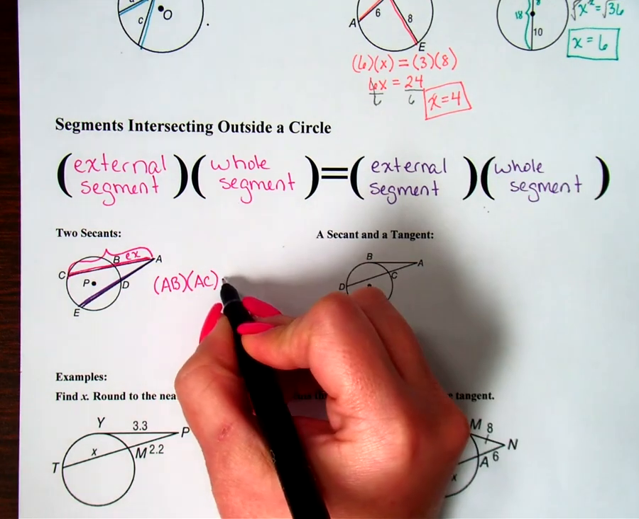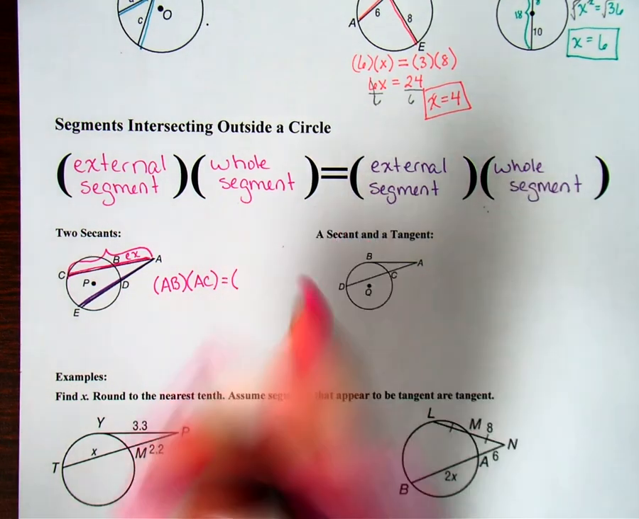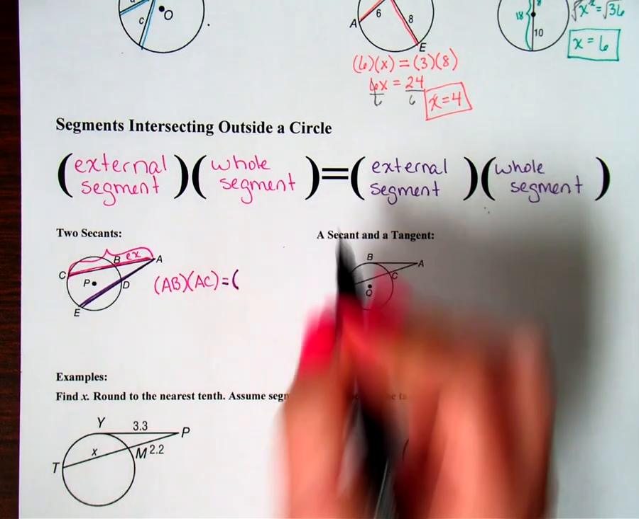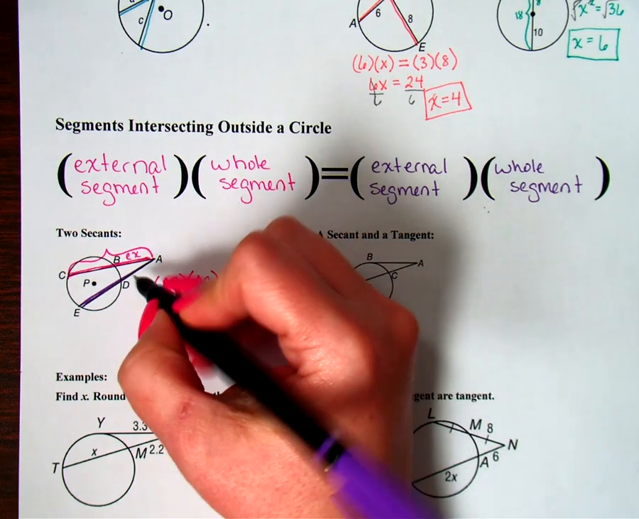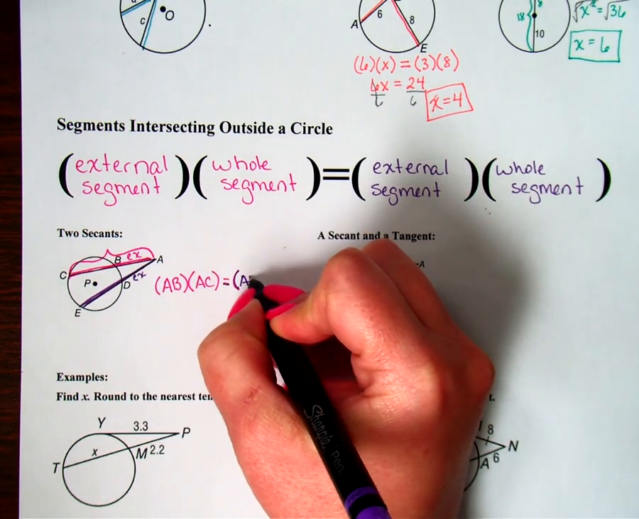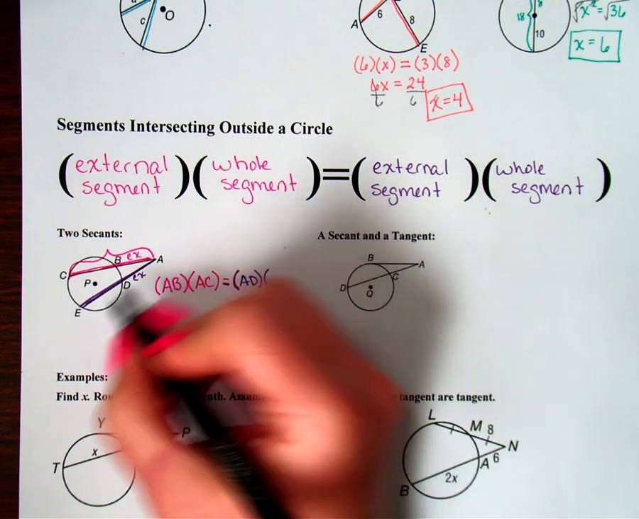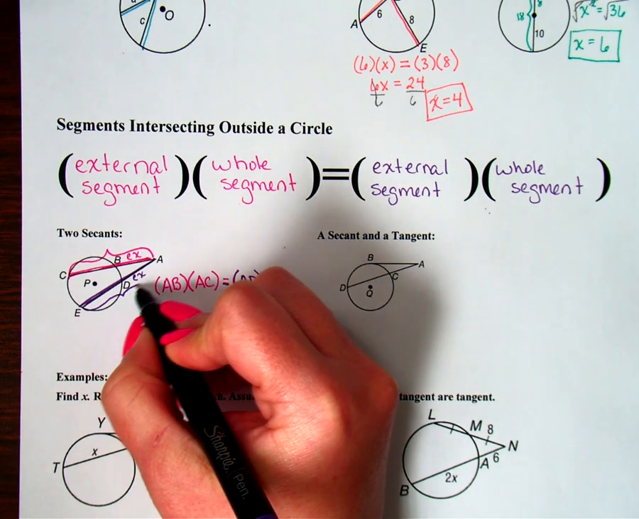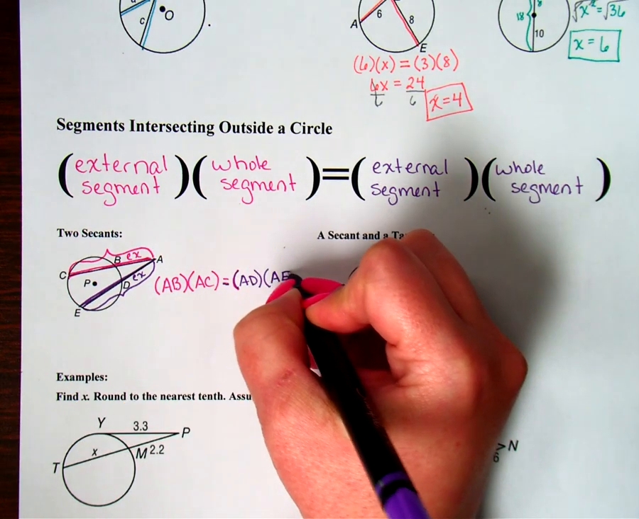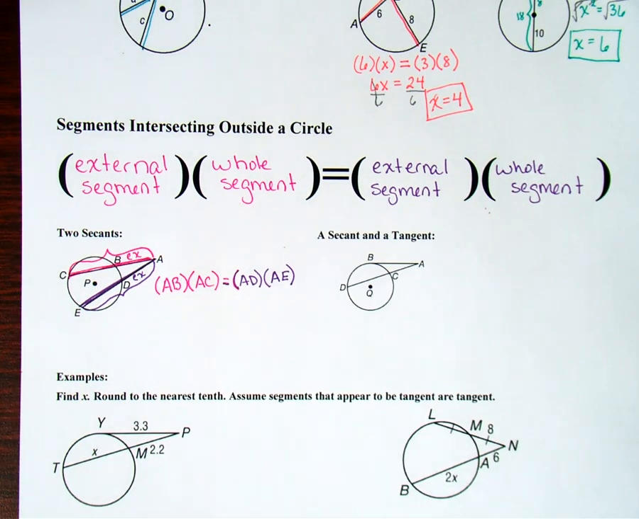That's going to equal, I'm going to switch colors, now I'm going to look at the purple segment. My external segment from A to D times the whole segment A to E. And that's with two secants.